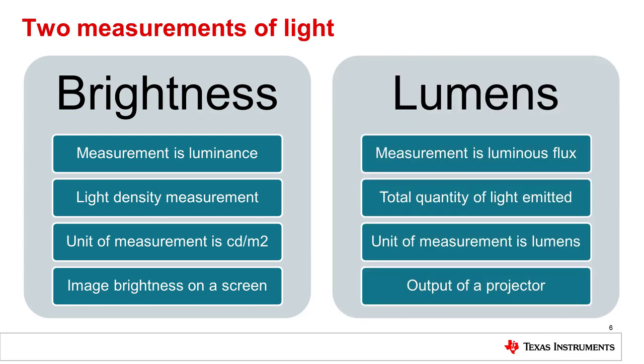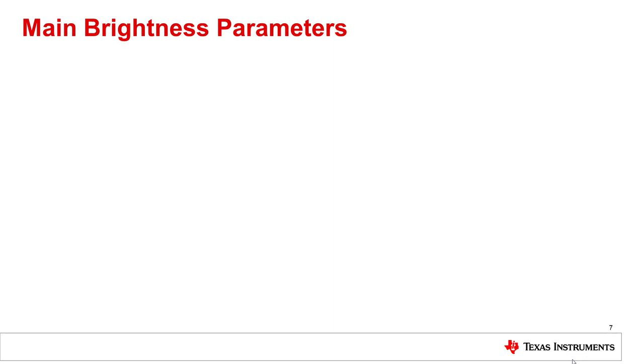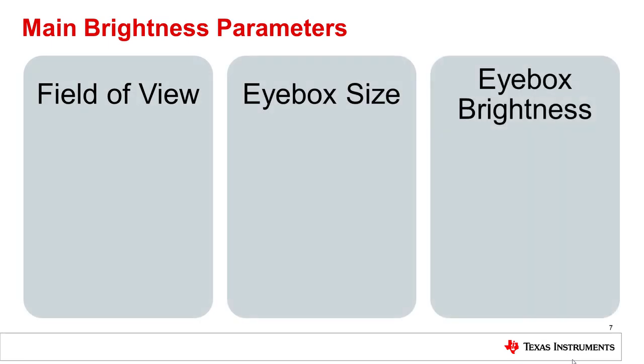Lumens are the unit of measurement for luminous flux. It is typically used to describe the amount of light output from a projector. A projector that outputs a greater number of lumens will create a brighter image. There are three main parameters that determine the required luminous flux output from the projector: field of view, eye box size, and eye box brightness.